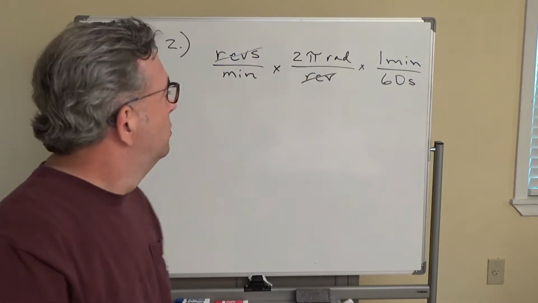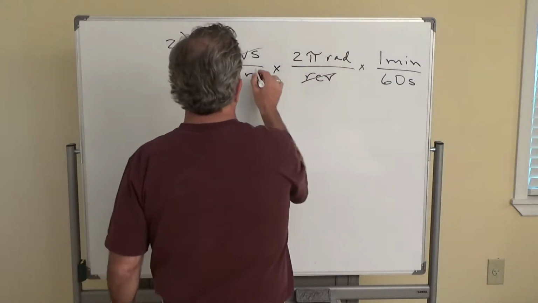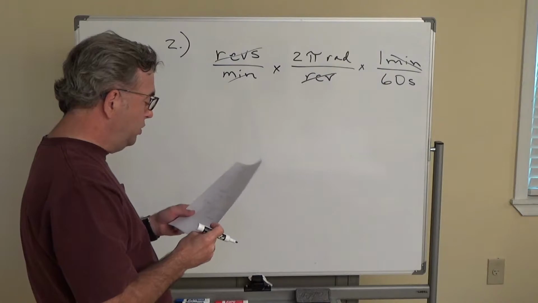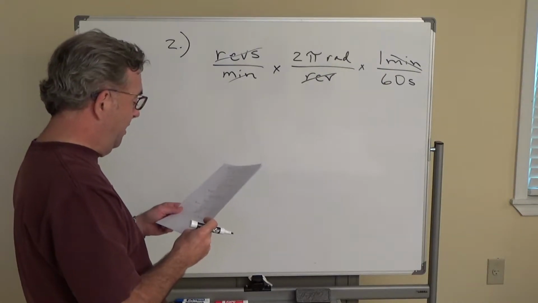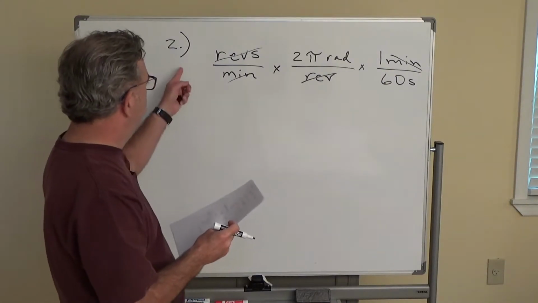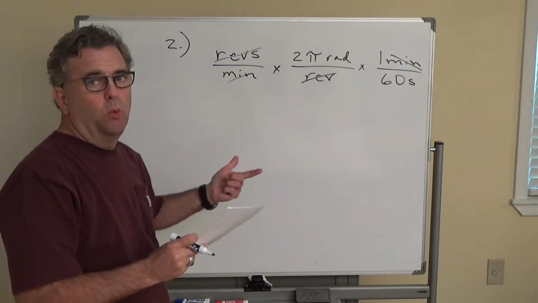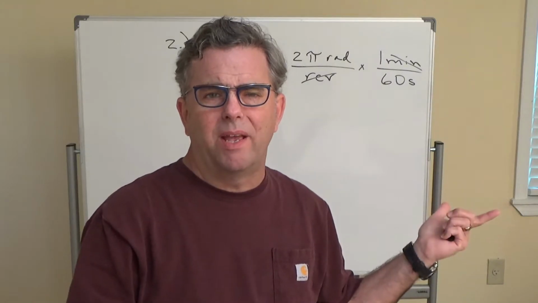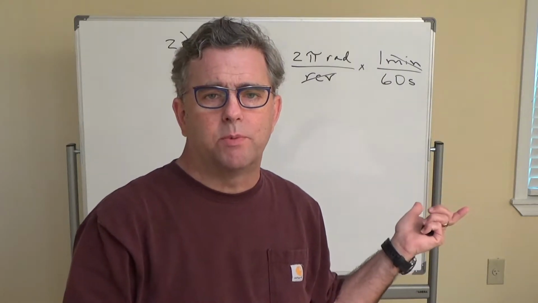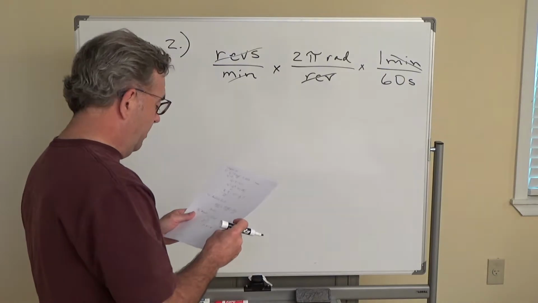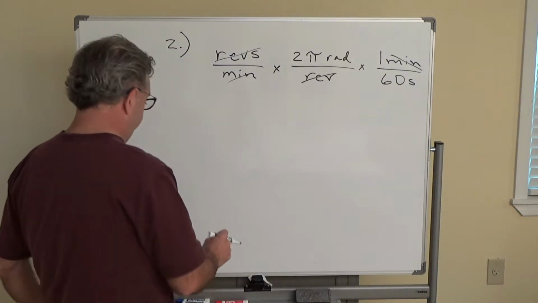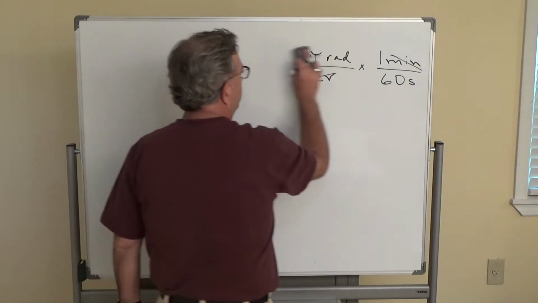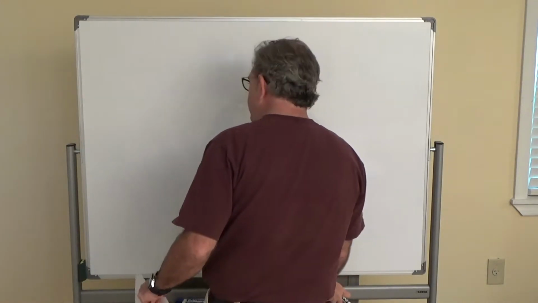Okay, so you can convert this to radians per second, and then once you have that, that is the same problem as in number 1. I can't remember if that's omega final. I guess that's omega final in radians per second. It's the same as number 1. Number 3.